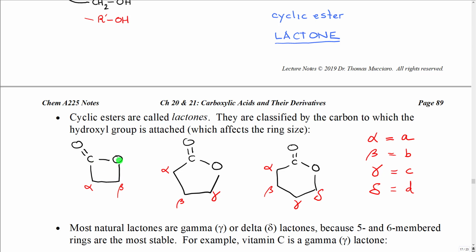So we would call this a beta lactone. Five-membered one, we would go alpha, beta, gamma, oxygen, carbonyl, so that would be a gamma lactone. And a six-membered one would be alpha, beta, gamma, delta, alkoxy carbon, carbonyl, that'd be a delta lactone. These letters actually are the Greek letters that correspond to our Roman letters, alpha being A, beta being B, gamma corresponding to C, delta corresponding to D. So essentially they just named them A, B, C, D, but they used Greek letters to do that.